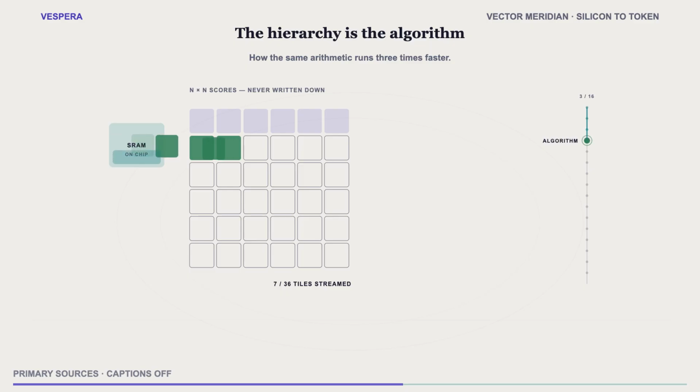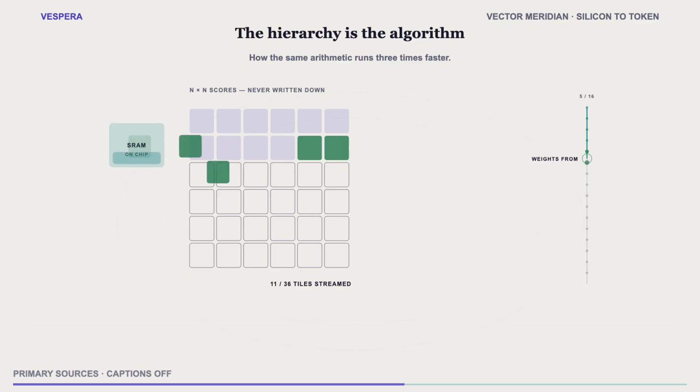So the standard implementation writes it to HBM, reads it back for the softmax, writes the result, reads it again for the multiply. Every one of those round trips moves the entire quadratic matrix through the slowest tier the GPU has. The arithmetic is not the problem. The bookkeeping around the arithmetic is the problem.